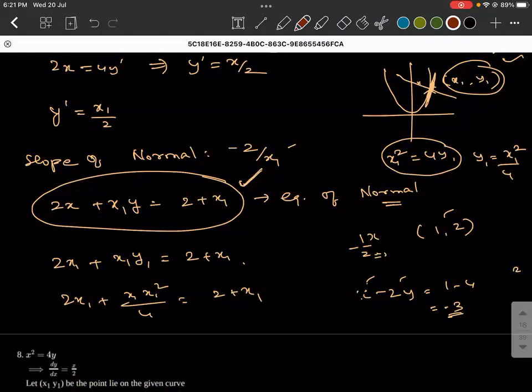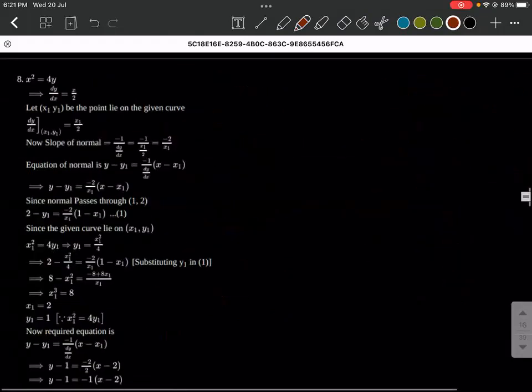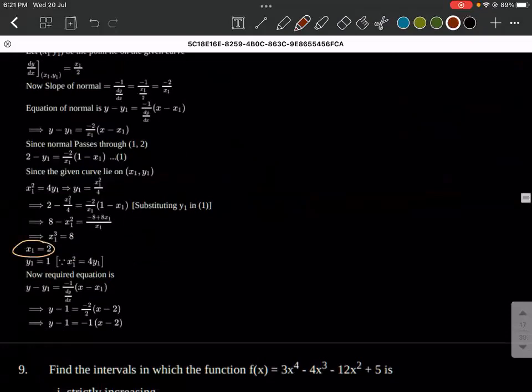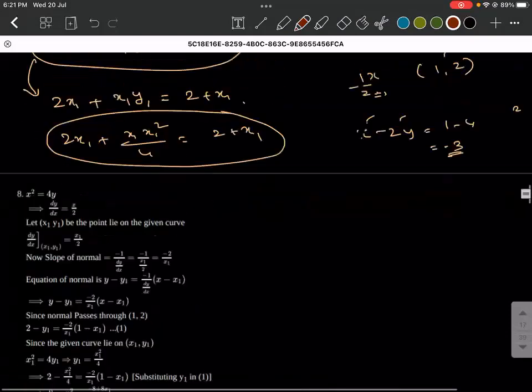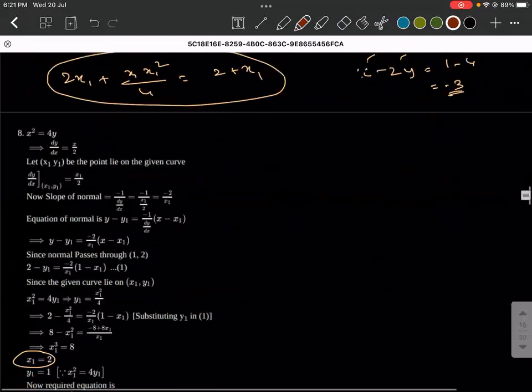Now, this normal is passing through the point, so I substituted that point. Then I got an equation in terms of x1. When you solve this, you should get 2. Once you get x1 as 2, you again substitute it here. You will get the value of y1 and then proceed. So those who want to do this, you can try it later.